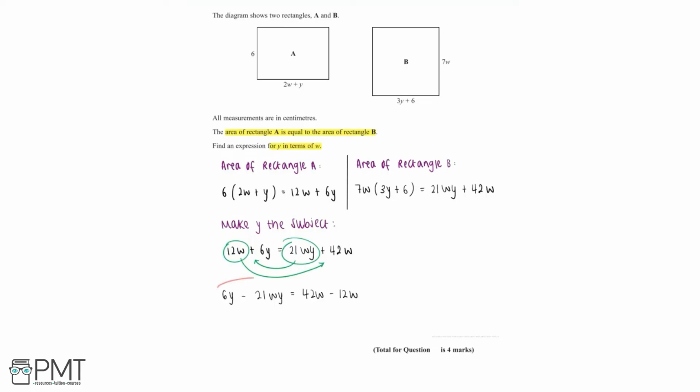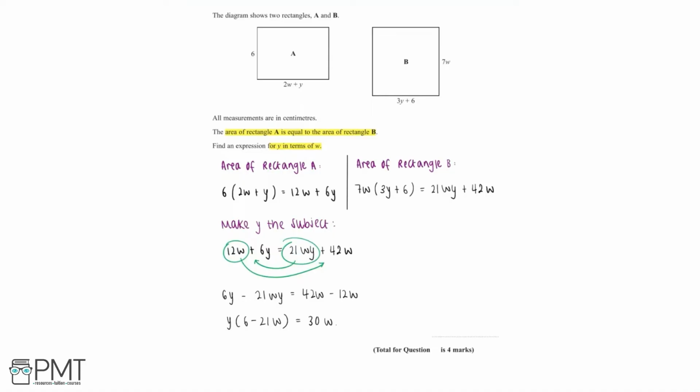All of our y terms are on the left-hand side, but we want to make y the subject. And in order to make y the subject, we want y on its own. Now we can do this by factorising the left-hand side. We can say that 6y minus 21wy is equivalent to y multiplied by 6 minus 21w. And so you can see that we've isolated the y. We can also simplify the right-hand side. 42w and 12w are like terms, and so 42w take away 12w is equal to 30w.